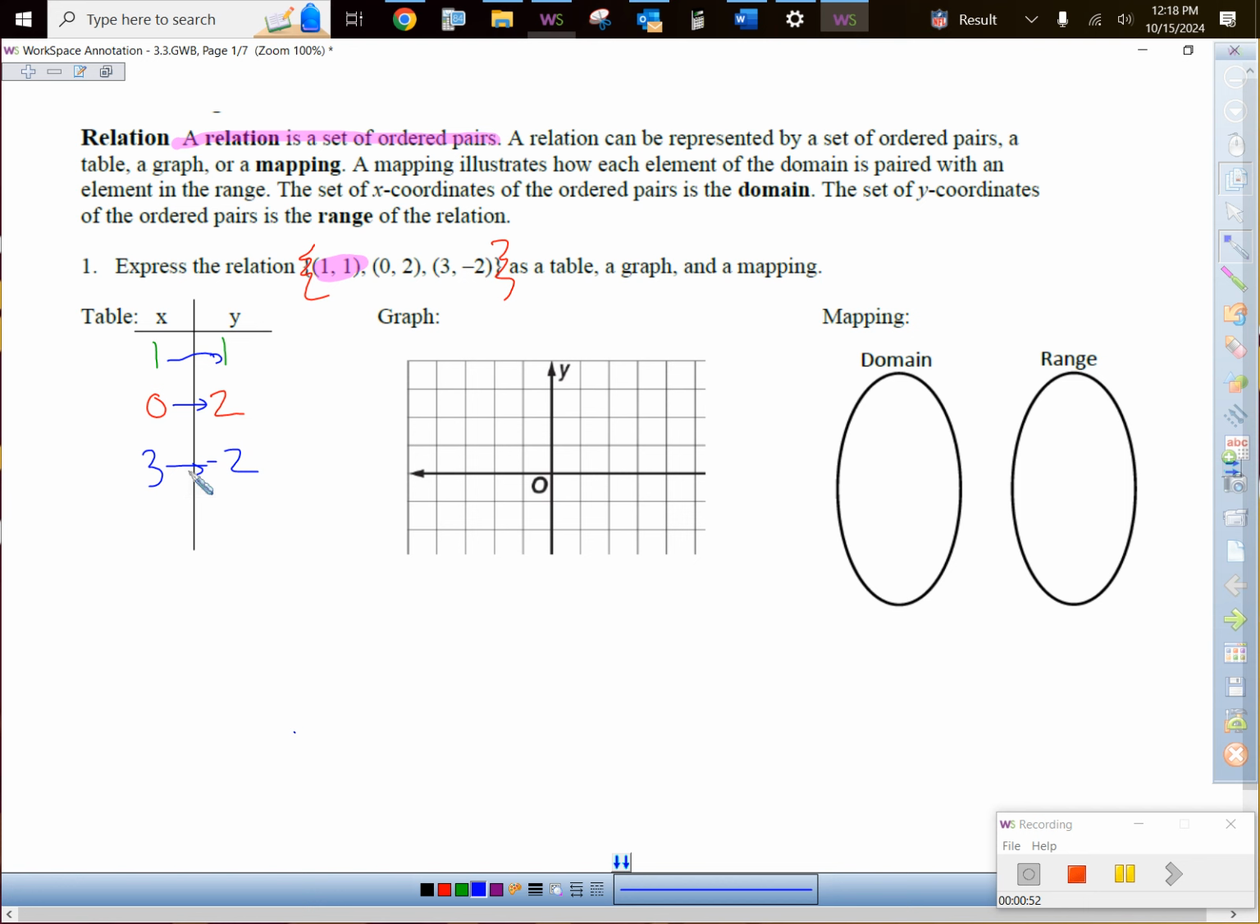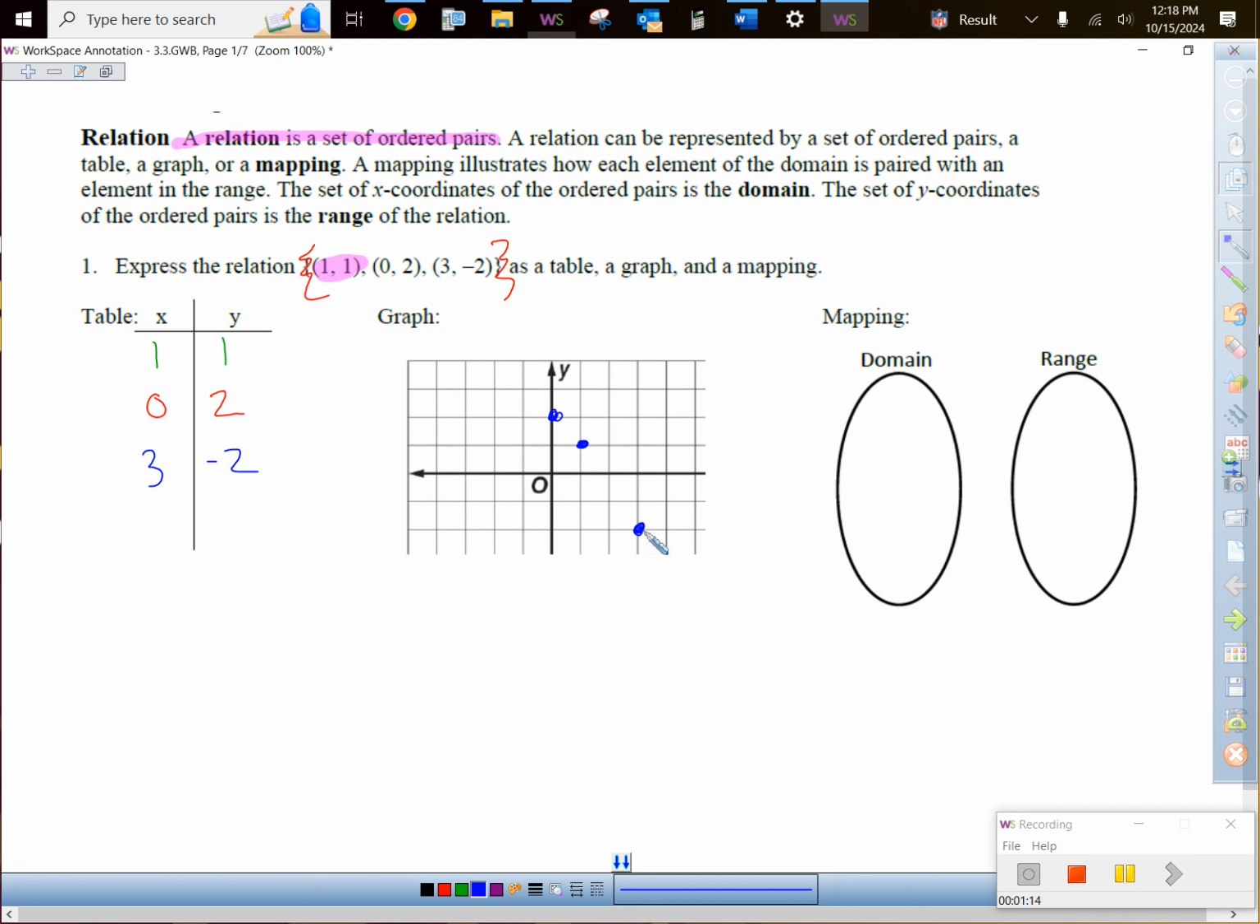We made a table of values before, right? And then to graph it, we shall graph it. I don't need to change the scale because these numbers are small enough. I can reach it counting by 1. So 1, 1 is right here. 0, 2, and 3, negative 2. You can represent a relation by graphing those ordered pairs.